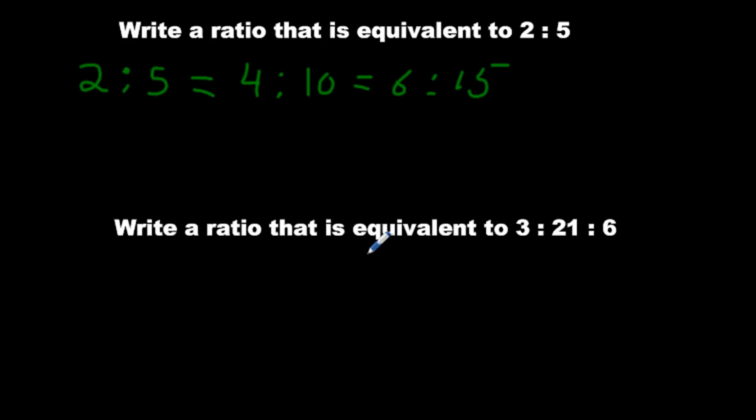Write a ratio here for the last one. That is equivalent to, now look, we have 3 numbers again. So what can we do here? I can double all these. I can times them by 2, and that'll make 6. And then double this, you get 42. And double this, you get 12. And that would be equivalent. There, put an equal sign. They're equal.